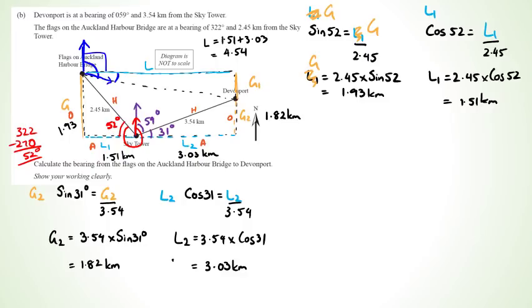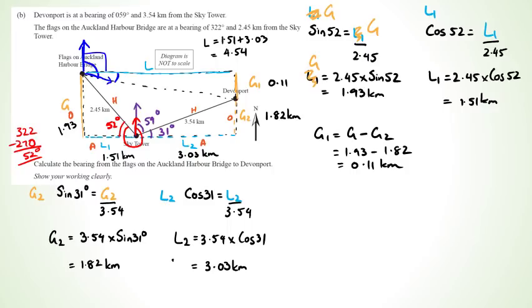Okay, and if you look at G, G is 1.93. I've already got 1.82 here, which means 1.93 minus 1.82 is going to be 0.11. So that's how I work it out, because I can say G1 equals G minus G2. G is 1.93 minus G2 is 1.82. So I'm going to get 0.11 kilometers.